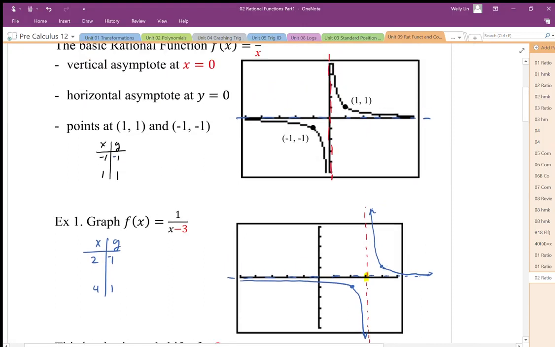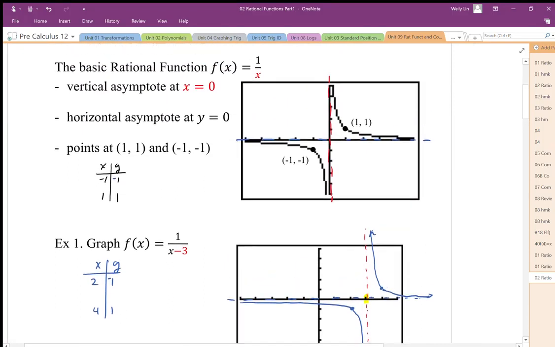So we can think of our rational functions as a transformation of this original function. Now some of these functions we have to rearrange to make it look like the transformed function though.